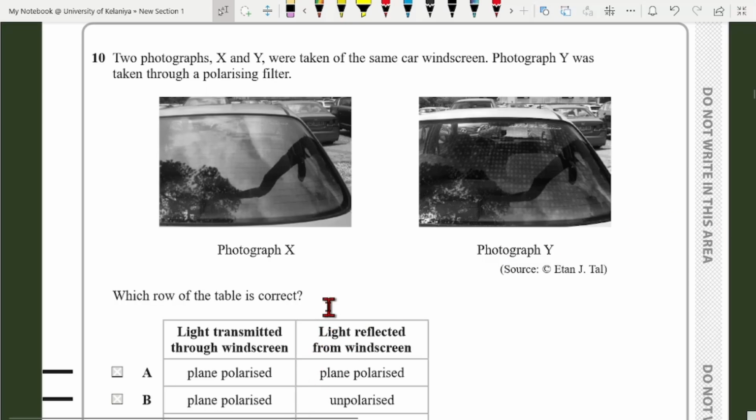Right, this is a very beautiful question. Here we have two photographs, X and Y, taken from the same car windscreen. Photograph Y was taken through a polarizing filter, right? Okay, how can we conclude the answer to this question? I know it's kind of confusing, but don't worry.